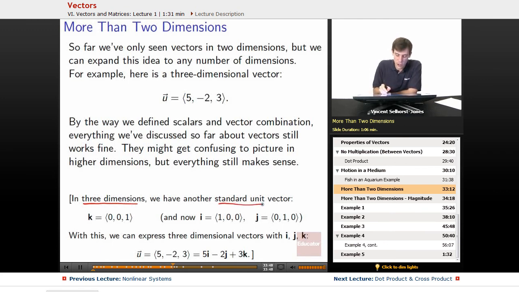There's another standard unit vector. There's K, which is 0, 0, 1. So I is the first component, J is the second component, K is the third component. So with this, we can express 3-dimensional vectors with I, J, K. So 5, -2, 3 would become 5i minus 2j plus 3k, right? 5 becomes 5i, -2 becomes -2j, 3 becomes 3k. Great, so we can combine them in terms of standard unit vectors as well.